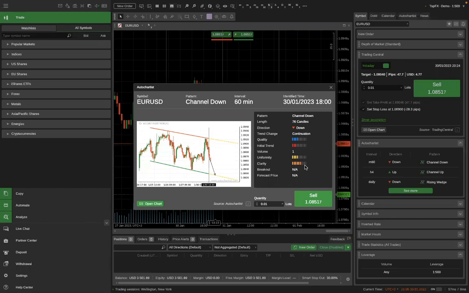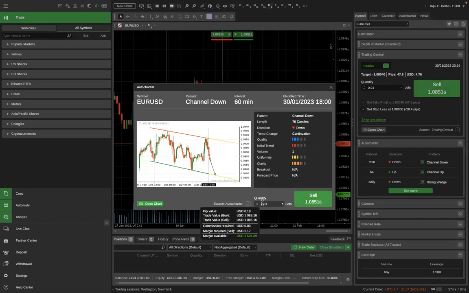And we can, of course, follow this auto chartist setup. So what do we have? We have here, of course, the sell button, because we are going to trade in the downside direction. And how much should we trade? If we hover around, again, great tool, great risk management tool, we can see that for one micro lot, the pip value will be 10 cents, and of course the trade value will be 1085.